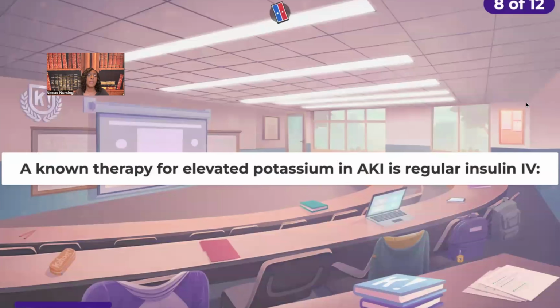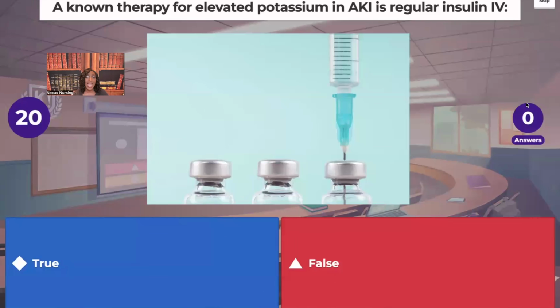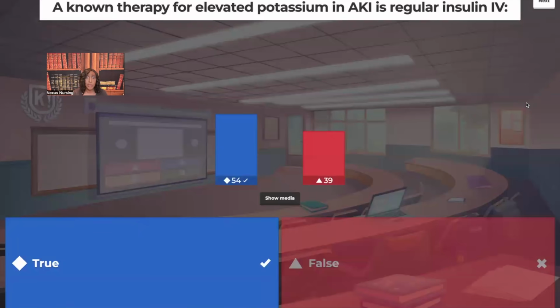True or false? A known therapy for elevated potassium in AKI is regular insulin given intravenously. Is this true or is this false? Is regular IV insulin a known therapy for a patient with elevated potassium that's in AKI? True or false? True. Insulin pushes potassium back into the cell.